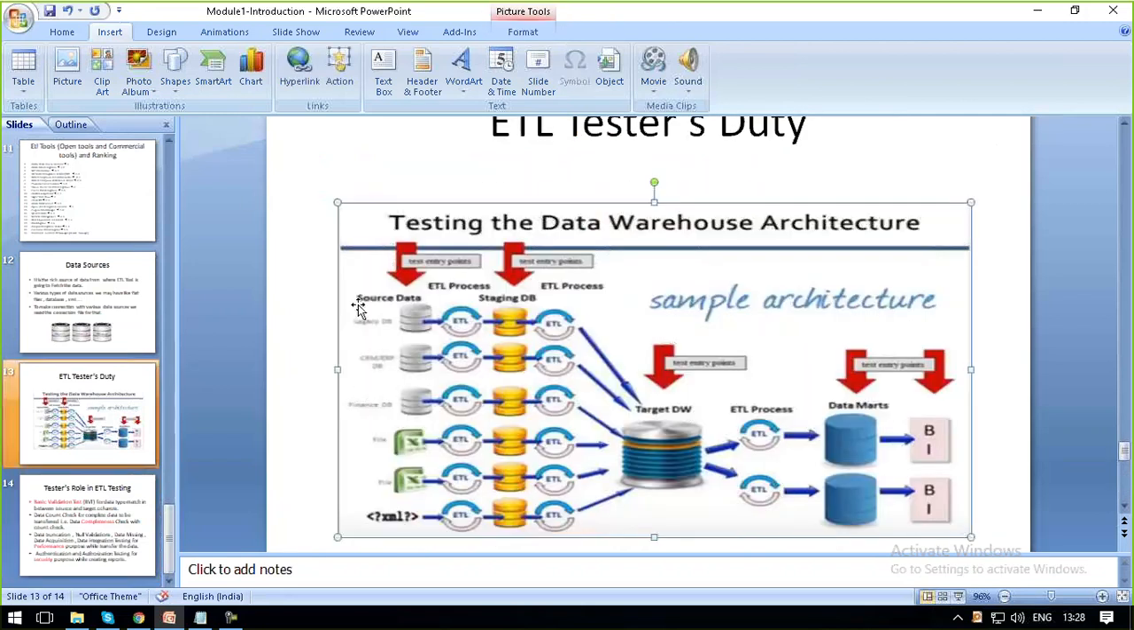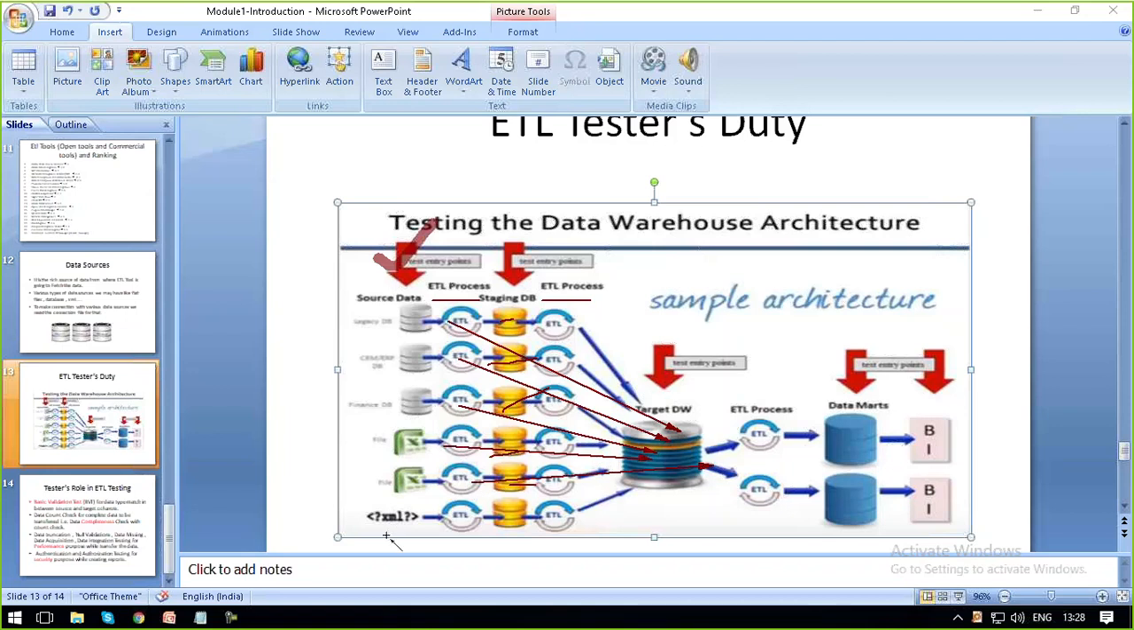So if you see here, the very first thing we have is the source data. From the source, we work on the ETL process, and in between the processes we have some staging databases where we'll store our data. Other than this, we can also directly pass this data from the source to the data warehouse, right?